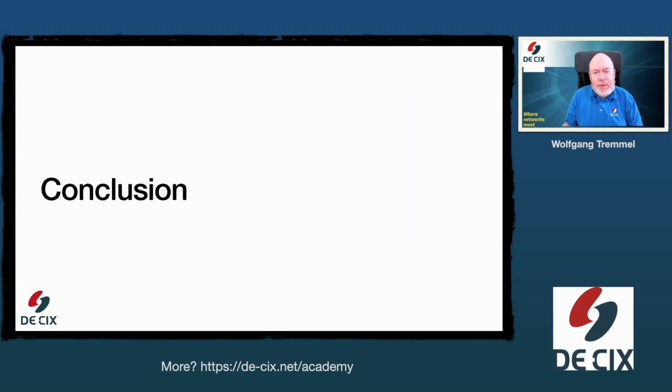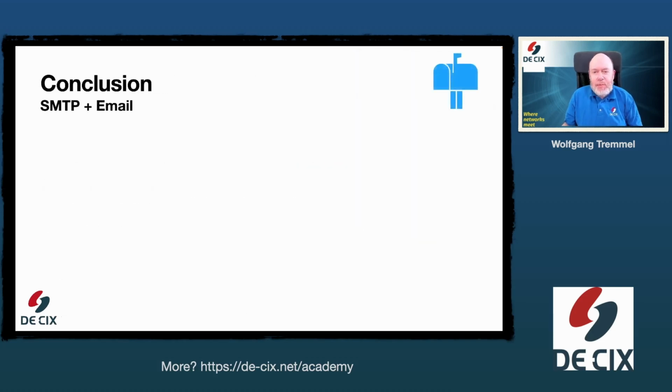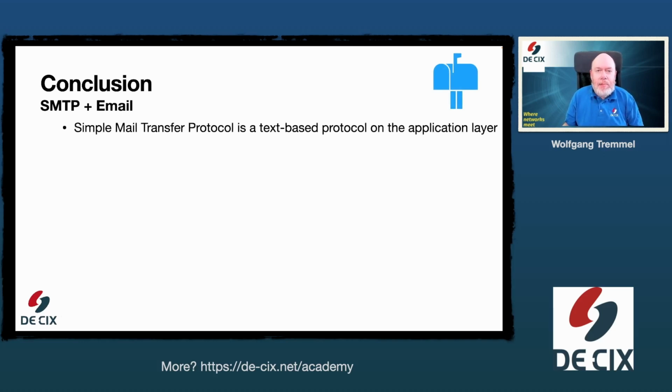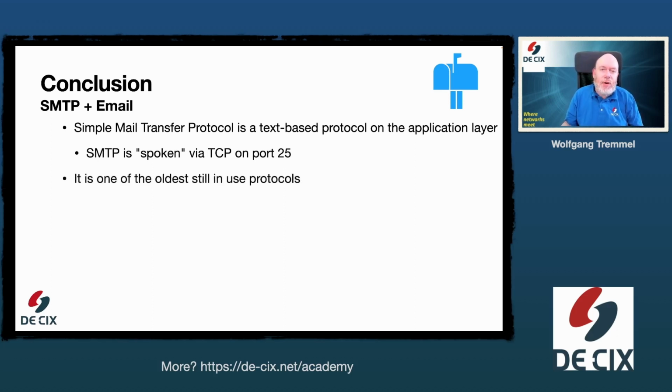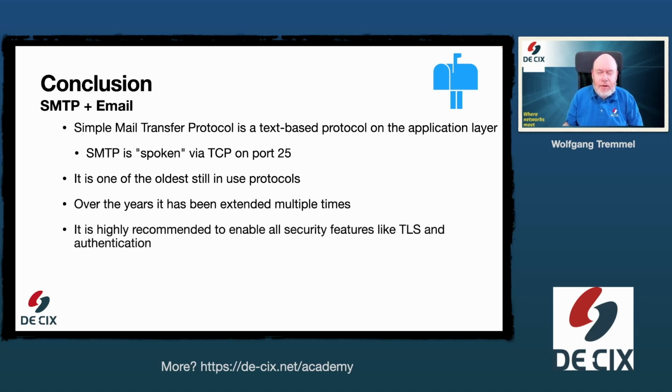Good. Conclusion. What did we talk about today in this video? We talked about SMTP and email. SMTP is the Simple Mail Transfer Protocol, and that's a text-based protocol on the application layer. It's spoken via TCP to port 25, and it is one of the oldest but still in use protocols on the internet. Over the years, SMTP has been extended multiple times. And if you implement SMTP today, it is highly recommended to enable all security features like TLS and authentication.